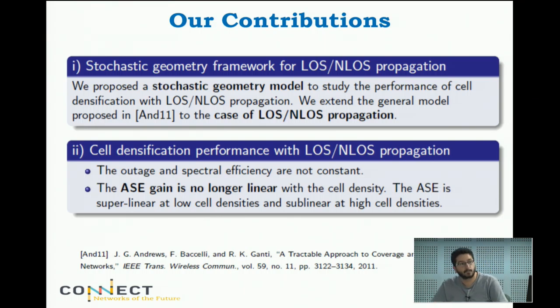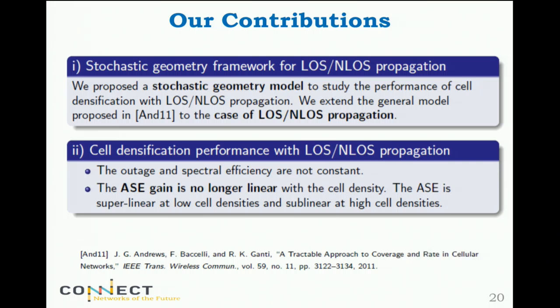Sir, yes? So the first point mentions that outage and spectral efficiency are not constant with the cell density. So increasing the cell density, we are going to see that these are not a horizontal line. If you have a model where you have only one slope for the path loss, so if we increase density, we are increasing the efficiency. We are going to see it. It's not going to be a constant. For example, in terms of the outage, it changes quite a bit.